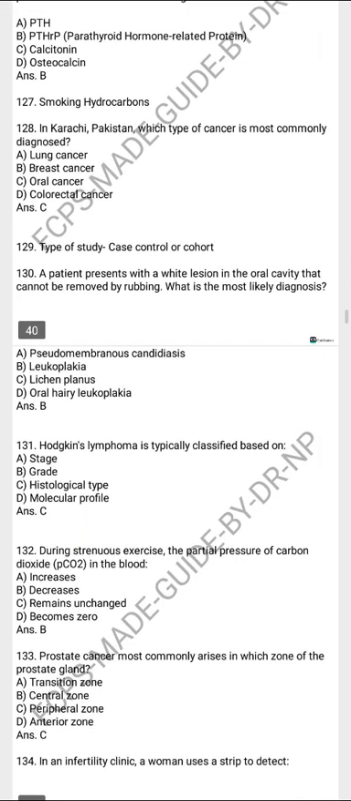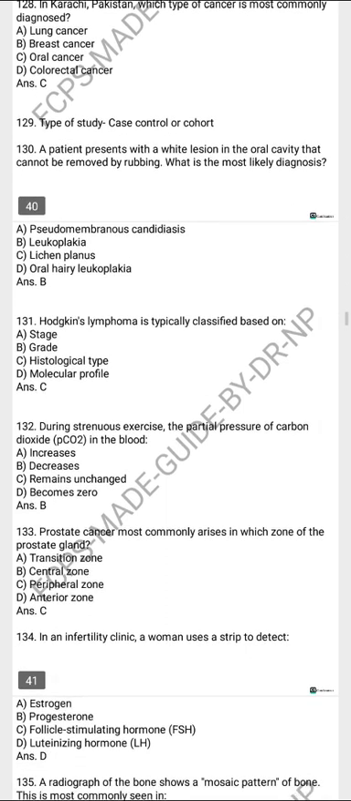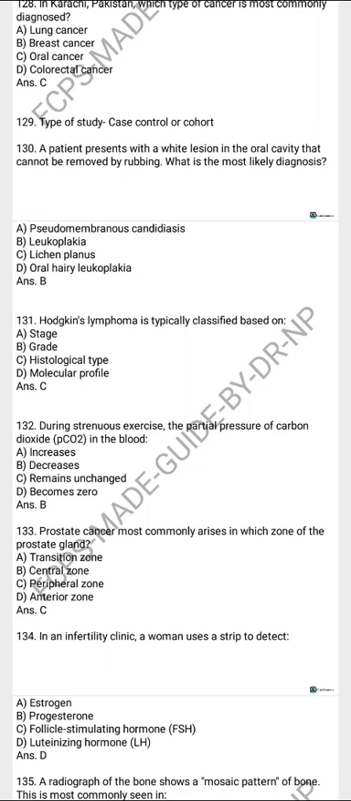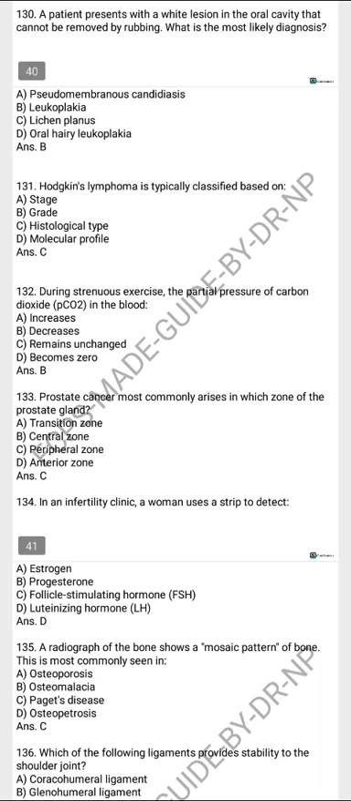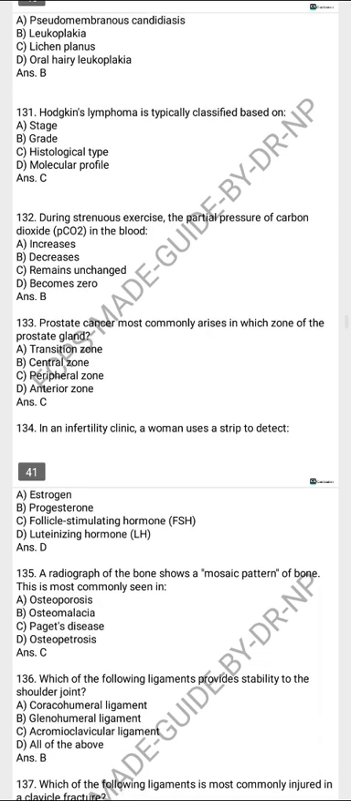Oral cancer. A patient presents with a white lesion in the oral cavity that cannot be removed by rubbing. The most likely diagnosis is leukoplakia. Hodgkin's lymphoma is typically classified based on histological type. During strenuous exercise, the partial pressure of carbon dioxide in the blood decreases.